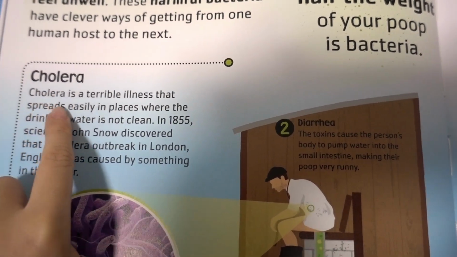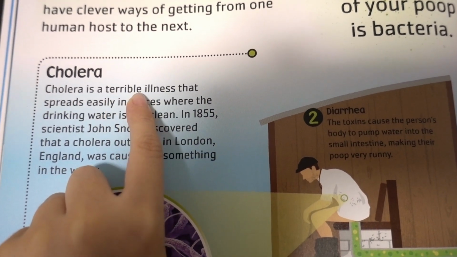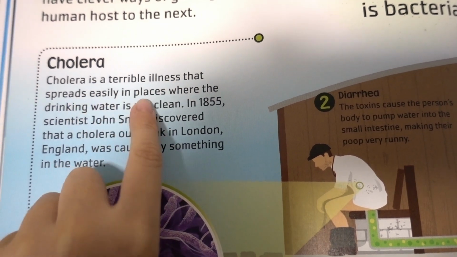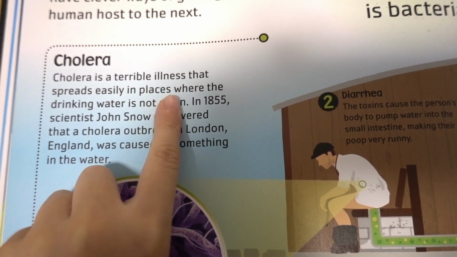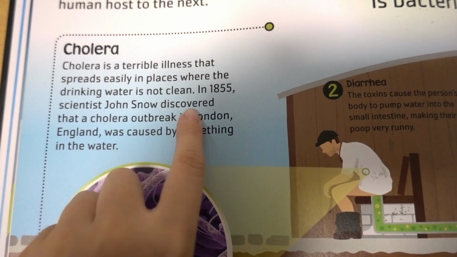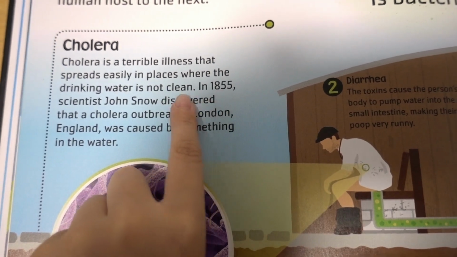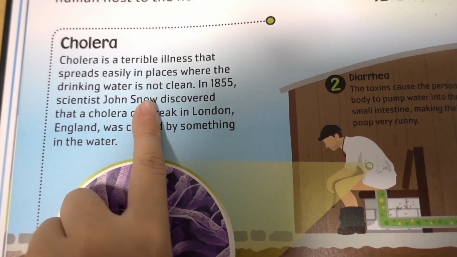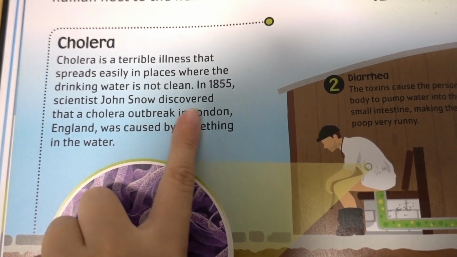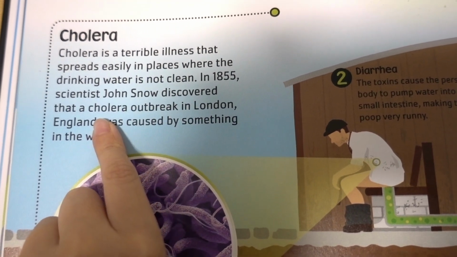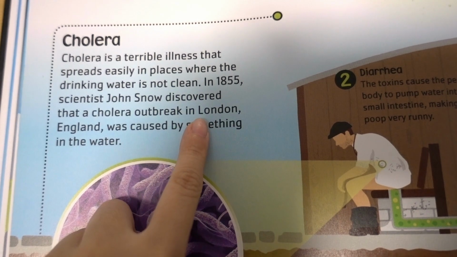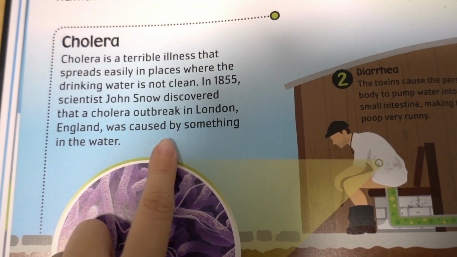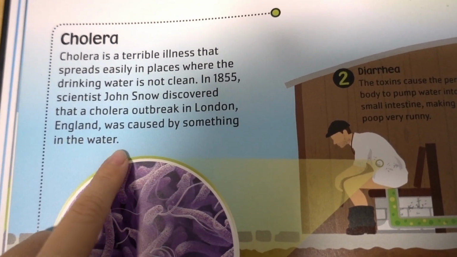Cholera. Cholera is a terrible illness that spreads easily in places where the drinking water is not clean. In 1855, scientist John Snow discovered that a cholera outbreak in London, England, was caused by something in the water.